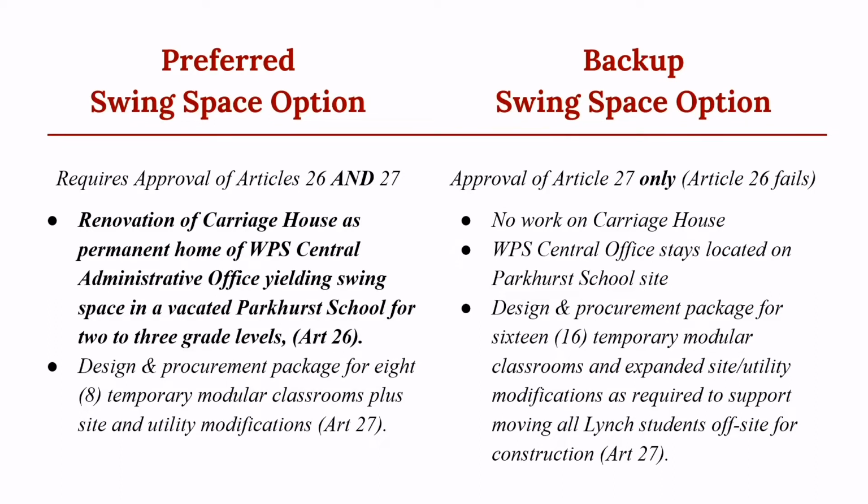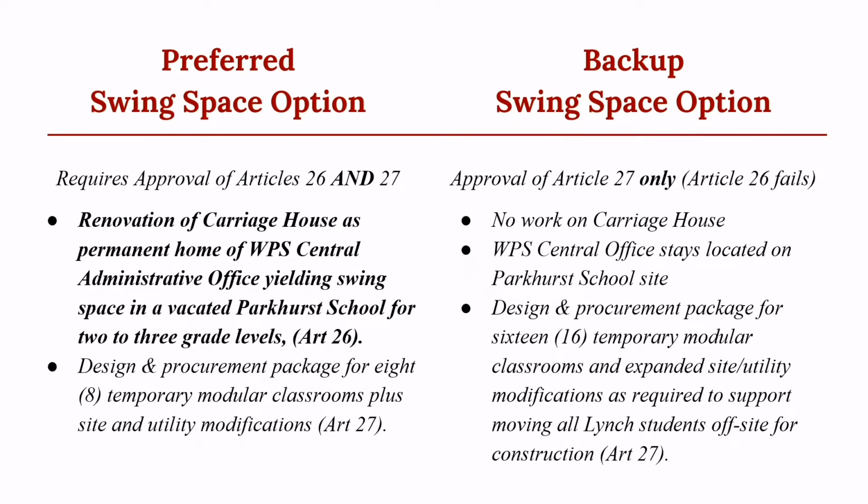The language presented here is right out of your town meeting booklet. With passage of Article 26, the Carriage House becomes the new permanent home for central office, freeing up Parkhurst for use as swing space. Article 27, on the other hand, is much more limited to an ask of $170,000 for architectural, engineering, and management services to prepare a design and procurement package for temporary modular classrooms and ancillary work. The ultimate as-built scope of Article 27 is akin to a choose-your-own-adventure book.